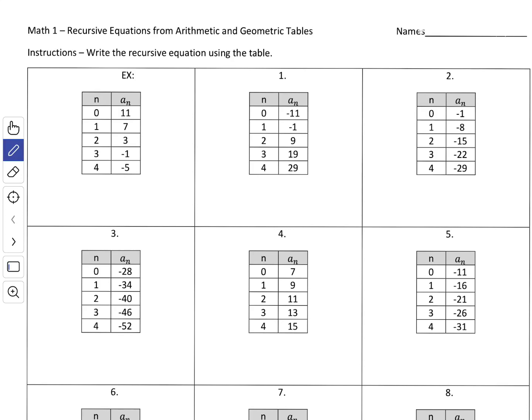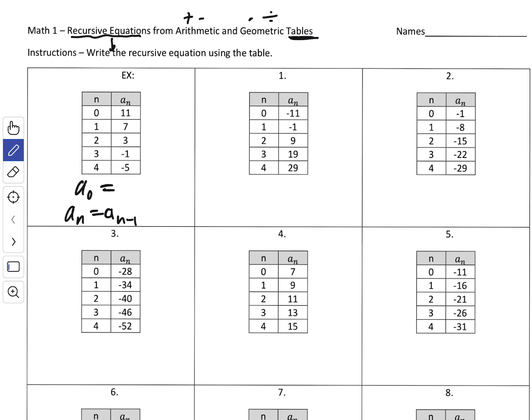Alright guys, taking a look at this, we are looking at some recursive equations from some tables. Still dealing with arithmetic, remember, adding and subtracting by the same number each time. Geometric, multiplying and dividing by the same number each time, okay? So the idea here is still that recursive equation. Remember, the recursive equation comes in two parts. Okay, two equations that make up the one formula.